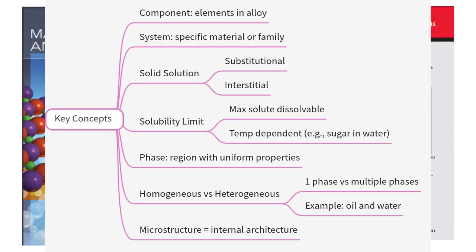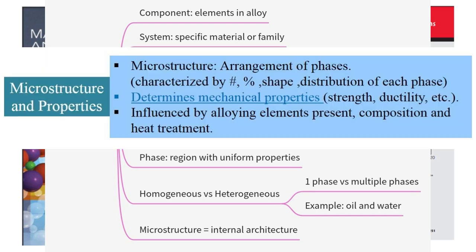Yeah. And that brings us to microstructure. This basically describes how those different phases are arranged within the material, like how many phases there are, how much of each, what their shapes and sizes are, how they're all distributed. It's like the internal architecture of the material. And microstructure is super important because it determines the material's properties, like will it be strong, will it be brittle, will it be flexible, and it all depends on what elements are in the alloy, how much of each, and how it was heated and cooled. Microstructure, the material's internal blueprint.